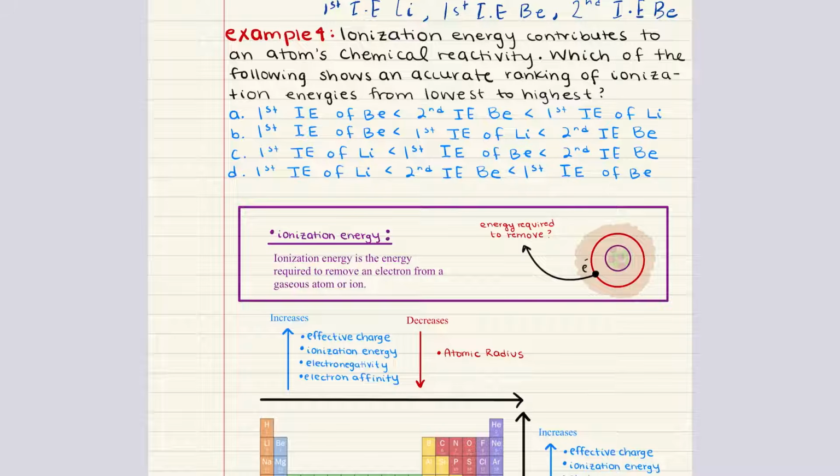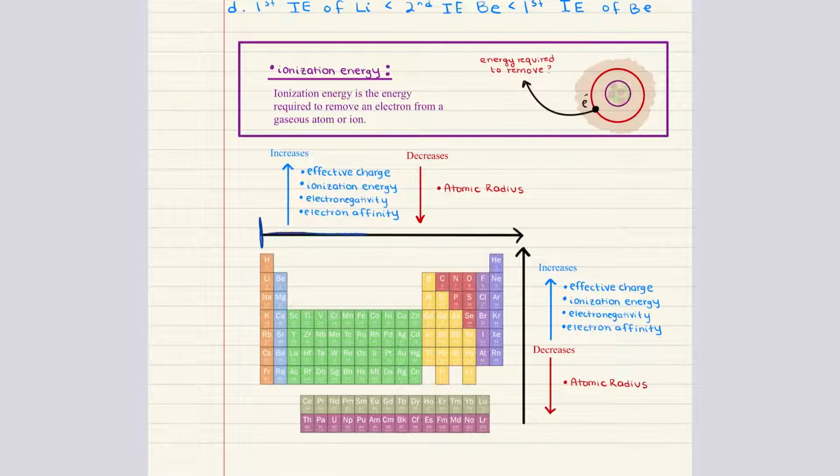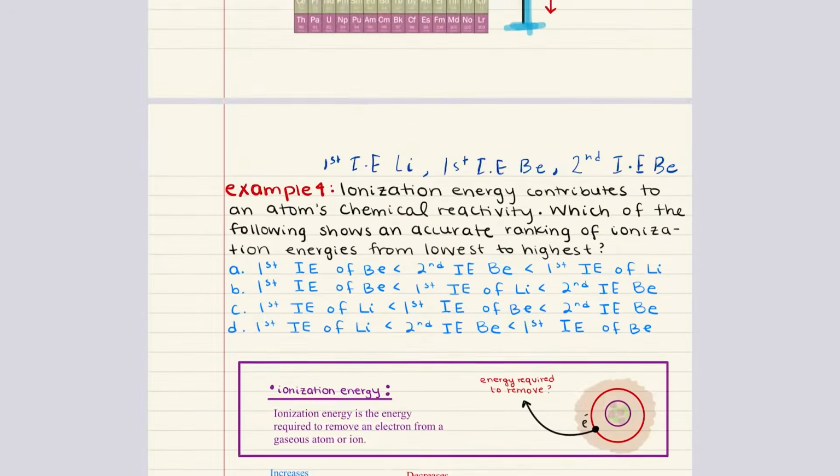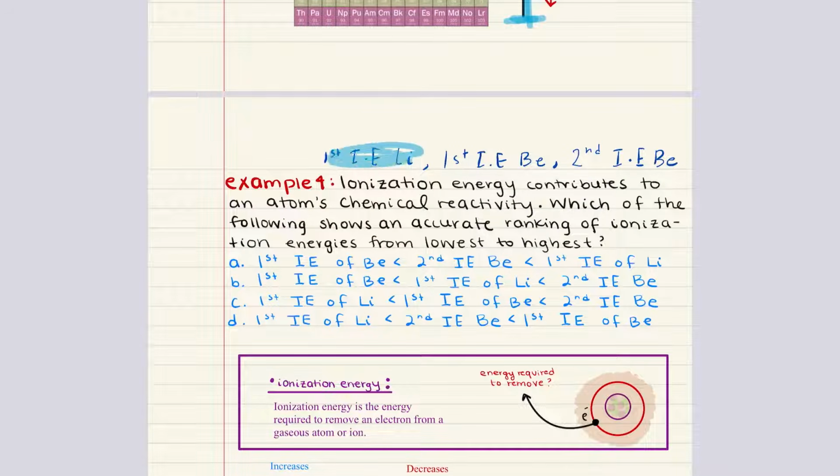The second ionization energy refers to removing the second electron, and so forth. Now, generally, ionization energy, we said, increases going from left to right, and increases going from bottom to top. So these are important trends to remember. Then examining the 3 things that we need to rank: first ionization energy of lithium, first ionization energy of beryllium, and second ionization energy of beryllium, let's start to think about this, all right?